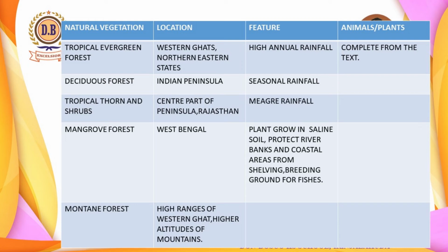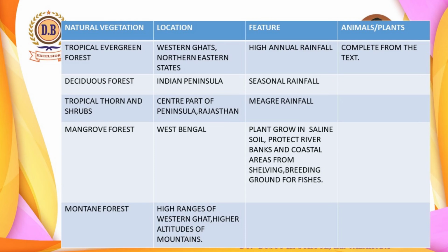And under the location, you can mention the mangrove forest of West Bengal. Then, under animals, you can write the Bengal tiger, which lives in West Bengal. And then the breeding of different species of fishes is also seen in the mangrove forest region. And the last one is mountain forest. Under the column of natural vegetation, you have to write mountain forest, which is the last natural vegetation that you are learning.